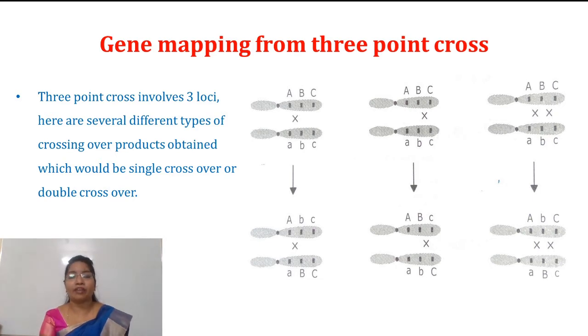Next is the gene mapping from the 3-point cross. A 3-point cross involves 3 loci. Okay, so here in this figure, several different types of crossing over products are obtained, which involve single crossover and double crossover also. As we have seen in previous sessions about the types of crossing over, there is single crossing over, double crossing over, and multiple crossing over also. Okay, so in this figure there is a single crossover and a double crossover also.